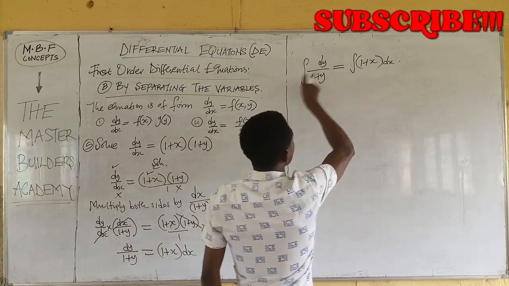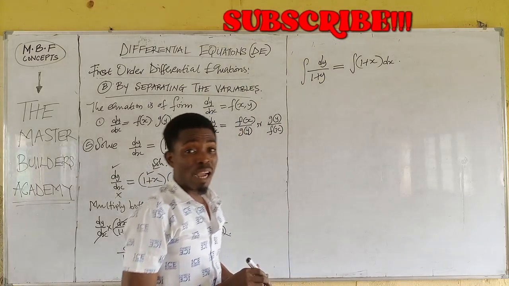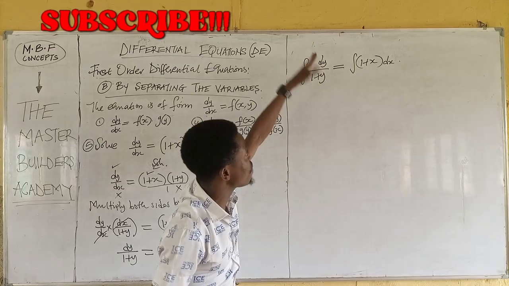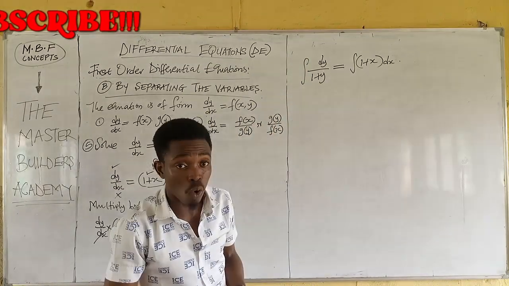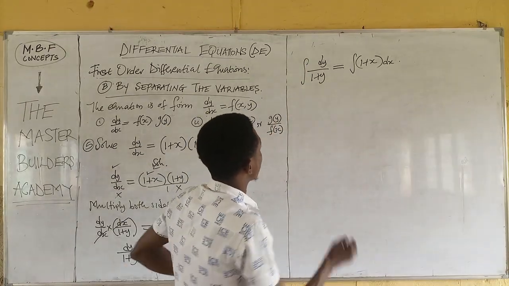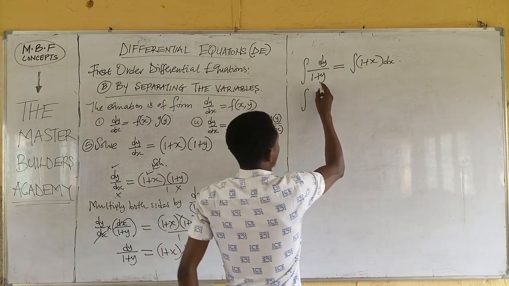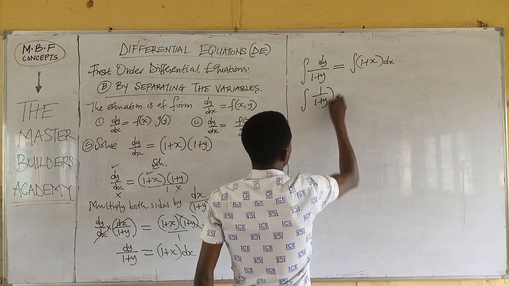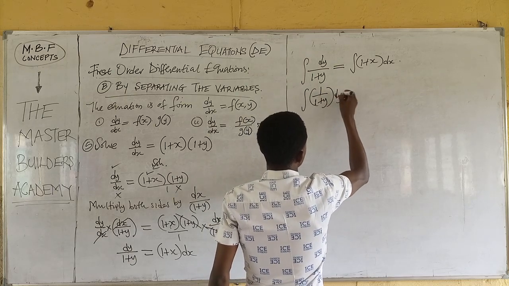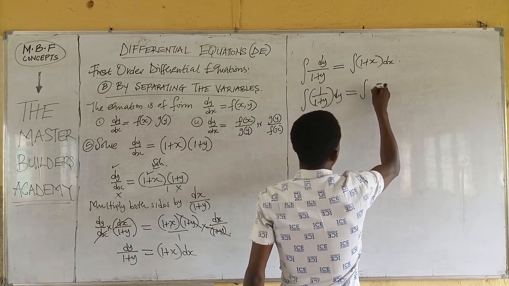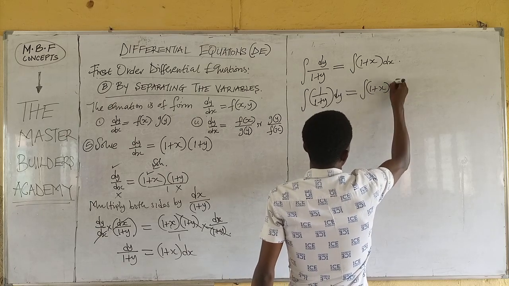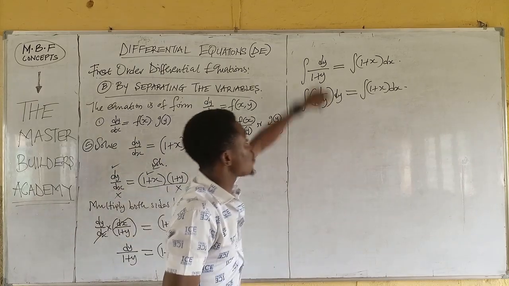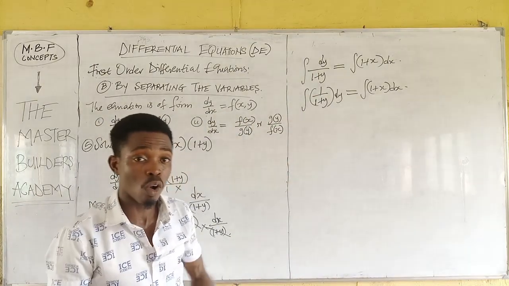At this point, this is a fraction. Understand that anytime you are integrating a fraction, you must pay very close attention. Now, this is a fraction. We have a numerator and a denominator. So, anytime you are integrating a function like this, you can decide to further simplify this function as the integral of 1 over 1 plus y dy is equal to the integral of 1 plus x dx.